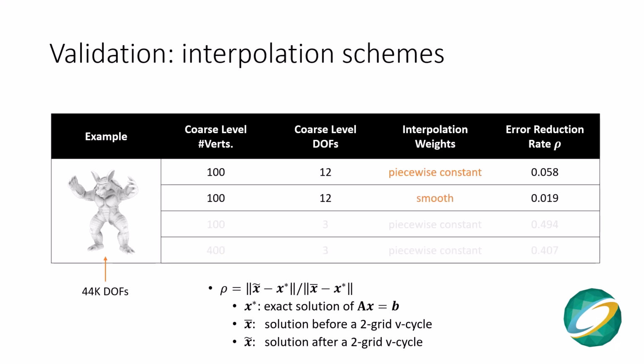We'd also like to see how bad our method is compared to smooth weights. Thanks to the smoother, our interpolation scheme produces 3 times worse error compared to the smooth one, but since it runs 20 times faster, we still pick the piecewise constant weights in the end.